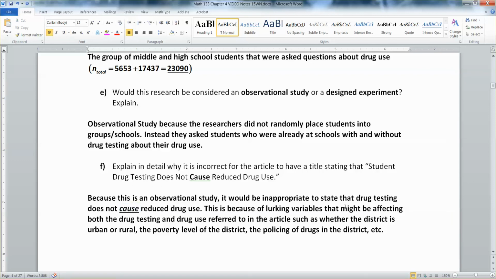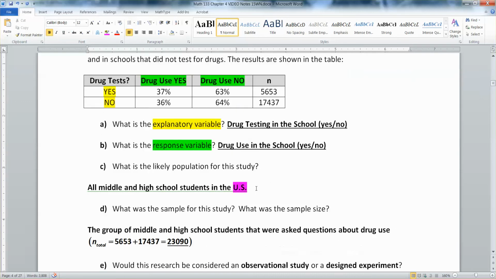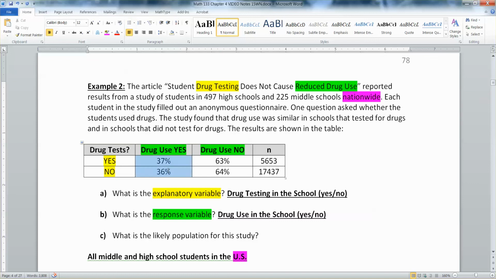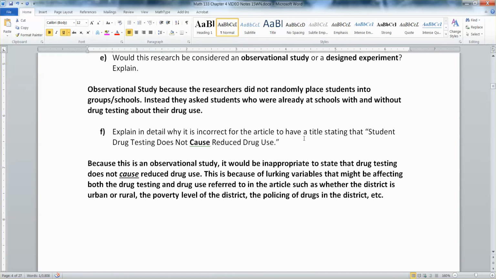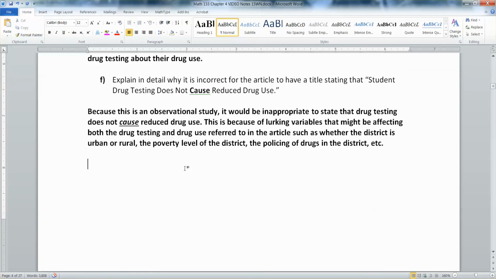And that's because there are lurking variables that could be affecting both drug testing and drug use that are referred to in this article. So what they're getting at is that, hey, whether you have drug testing in your school or not, about 37% of the kids are using drugs. It doesn't matter whether you have drug testing or not. That's what they're trying to get at. But the danger is in using that word cause. That's problematic right here. And that's because there are other things that could be affecting what's going on.